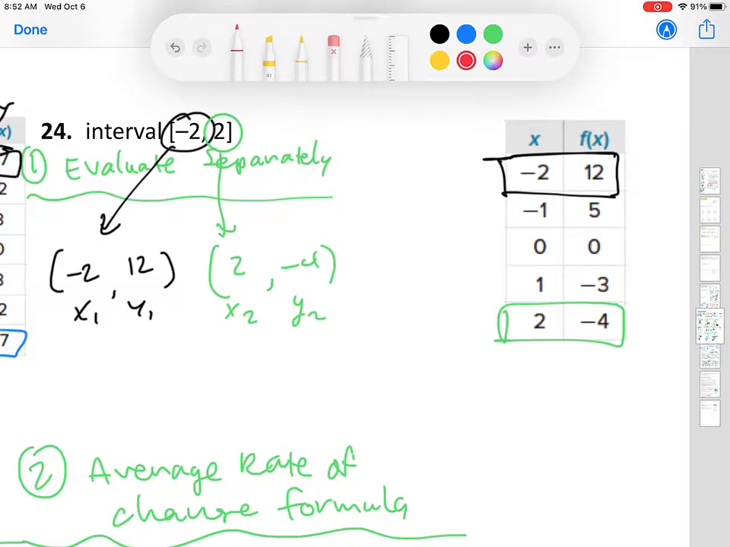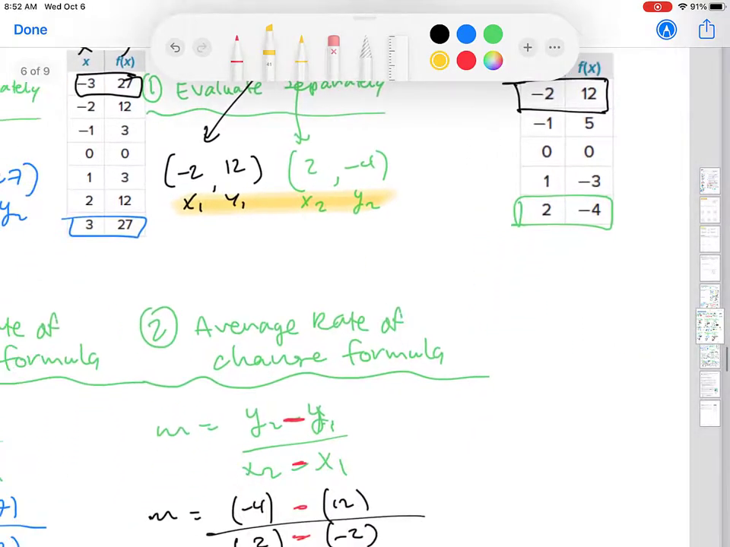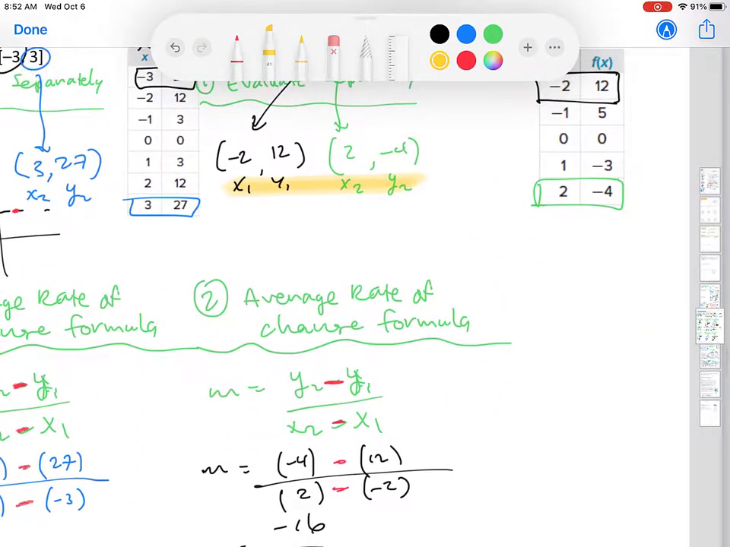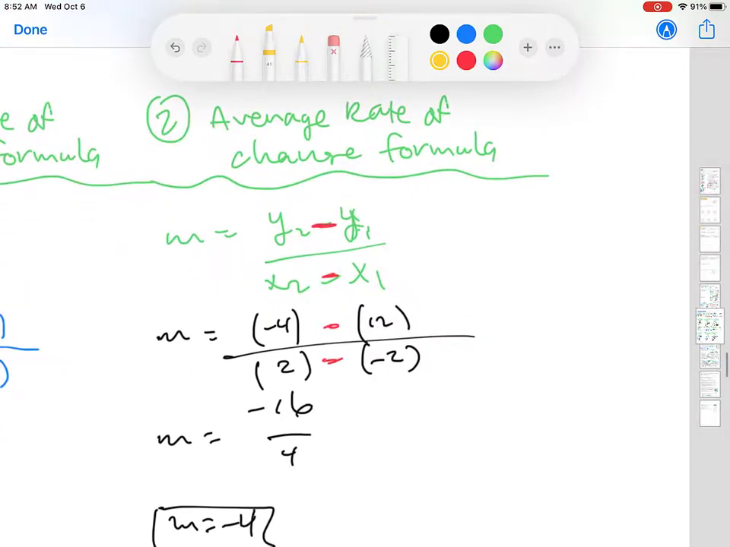Don't forget to label your order pairs right there, x1, y1, x2, y2. It's a common mistake for students. Always write down the formula so you don't mix them up. A lot of students try to skip steps in their head, but do it on paper. Highlight your subtraction sign, substitute, and you'll get an answer of negative 4.